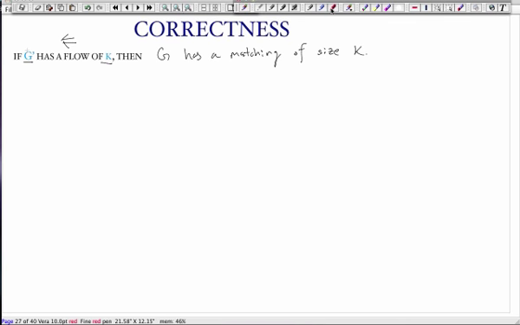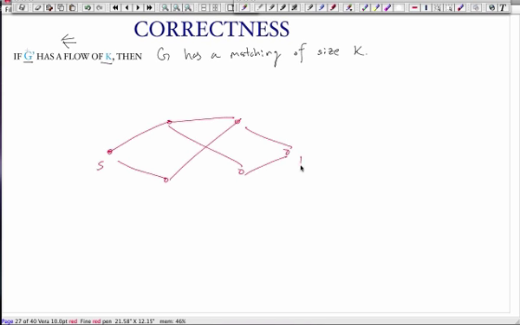Let me give you an example. Consider this graph right here. This is the source, this is the sink. And now imagine we put flow like this. So this has a flow of one unit. But how are we going to extract a matching? Because this node has one half unit of flow and this has one half unit of flow. Do we round them up? Come up with a matching of two?